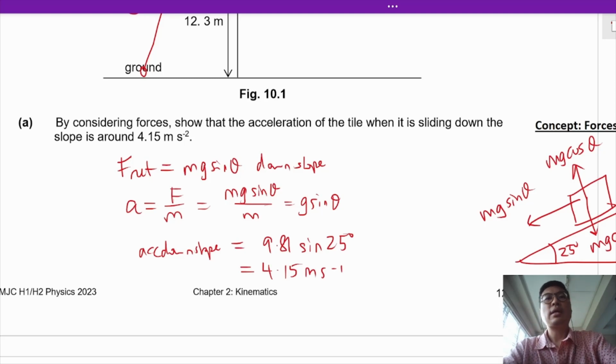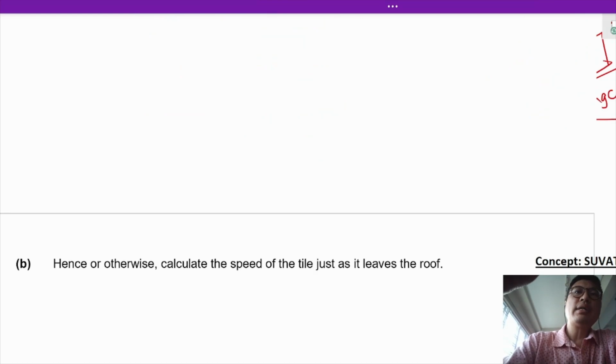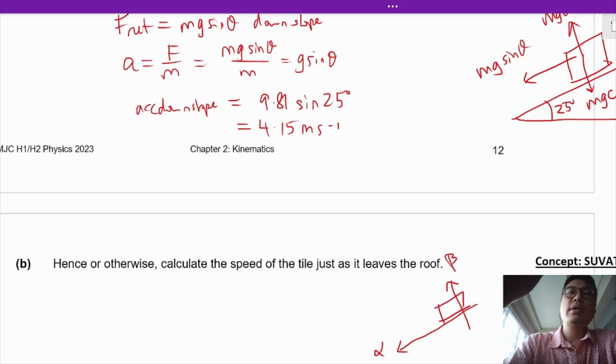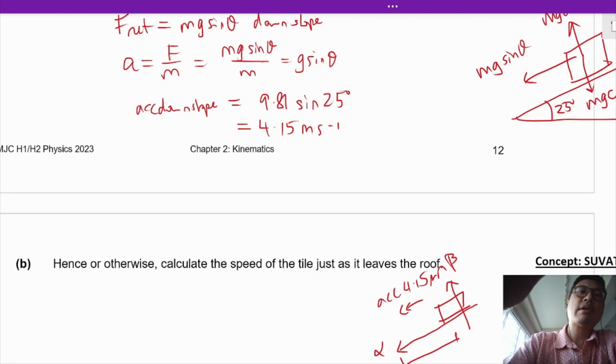Hence or otherwise, calculate the speed of the tile just as it leaves the roof. So let us use the axes here as shown. This is the beta axis and this is the alpha axis. This is the tile and the acceleration is in this direction, 4.15 meters per second squared. What is the distance traveled by the tile? The distance traveled S is equal to 3.8 meters, so I put 3.8 meters here.